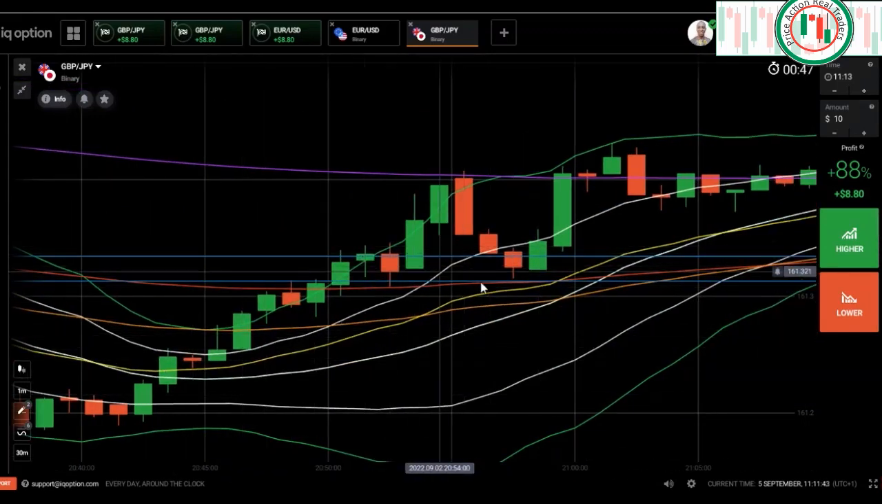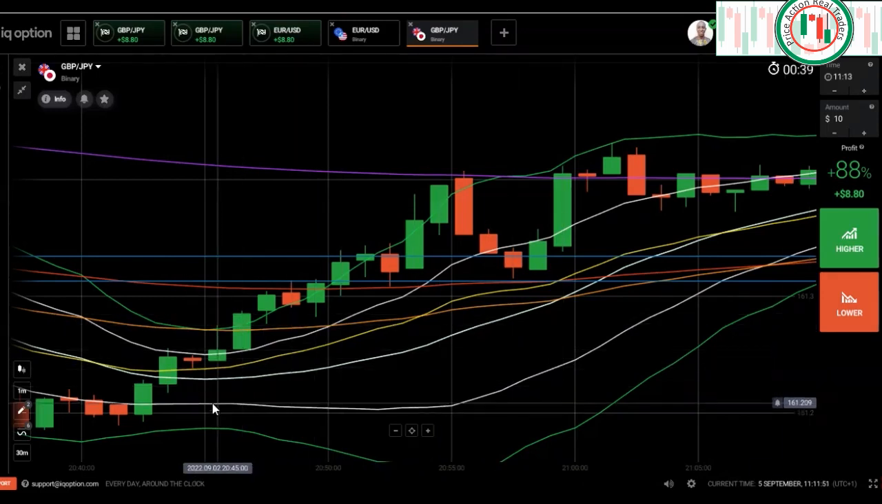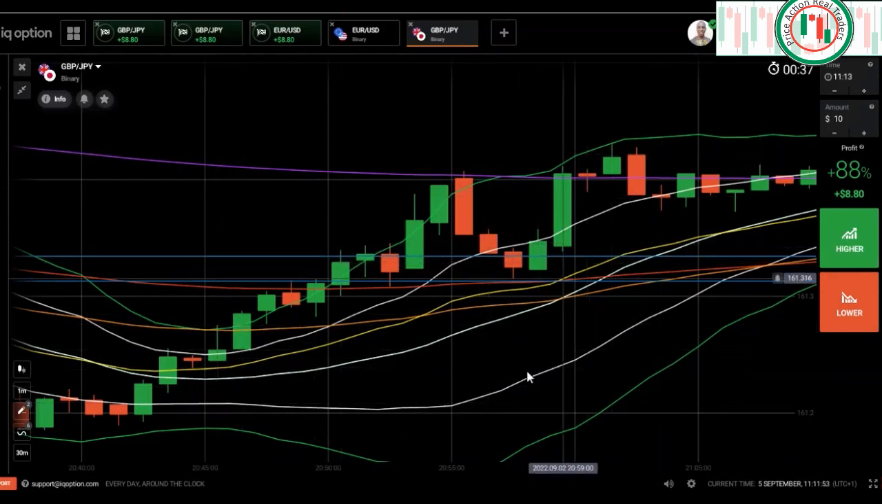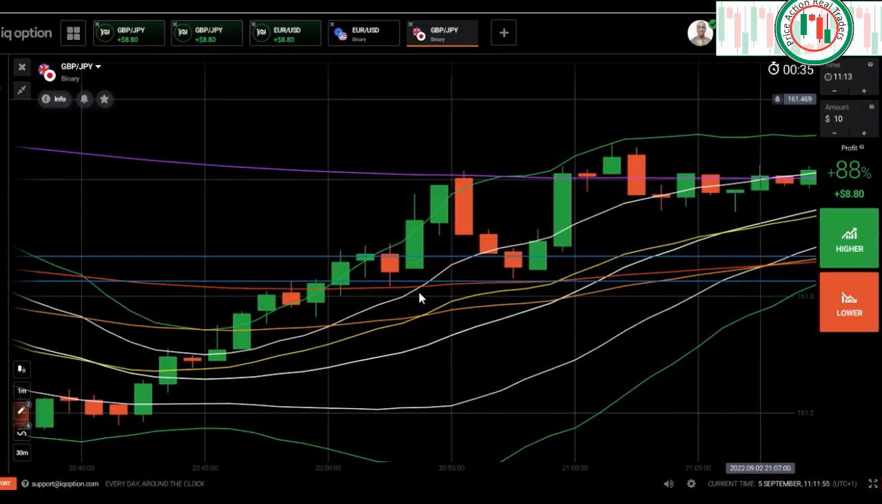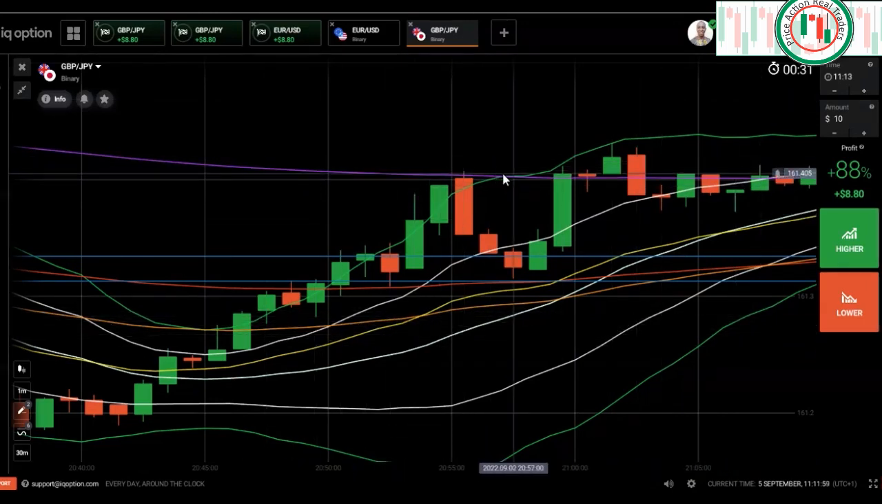But here we are in a ranging market. Why is it a ranging market? Because you see 200 flat, 100 flat, 50 flat, 20 crossing. So here, even though the Bollinger is up, we are in a ranging market based on EMA. You understand? You can read a ranging market based on Bollinger Band. You can read a ranging market based on EMA.